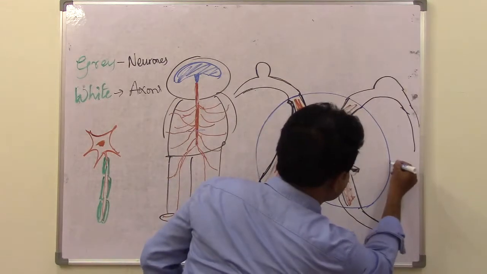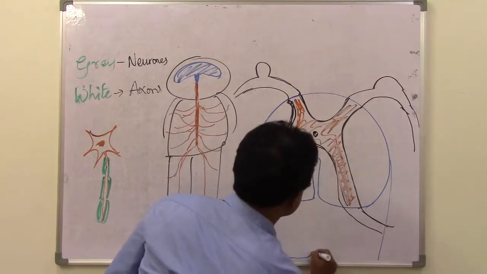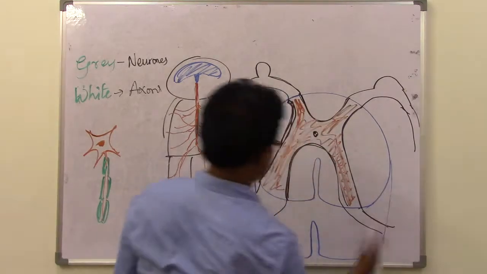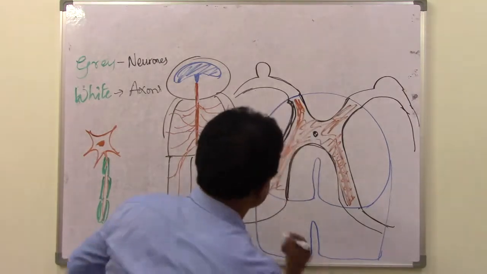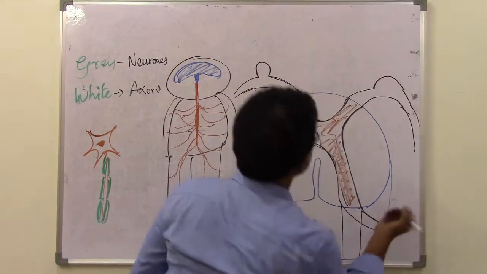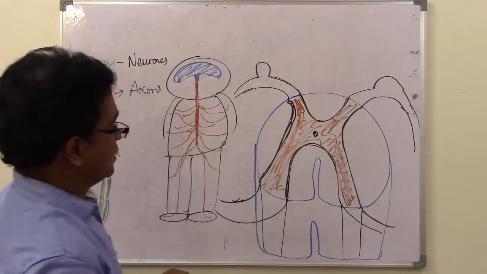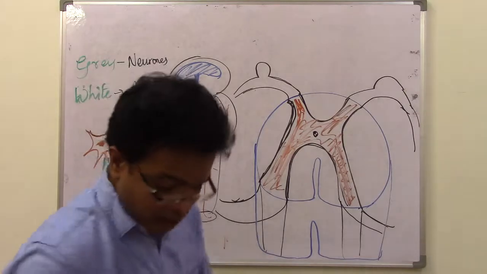If you take it down, so this is how it is formed. Okay. So the same thing will come down here. That's all. The cross section of a spinal cord.